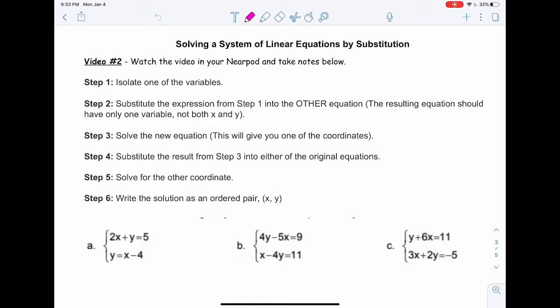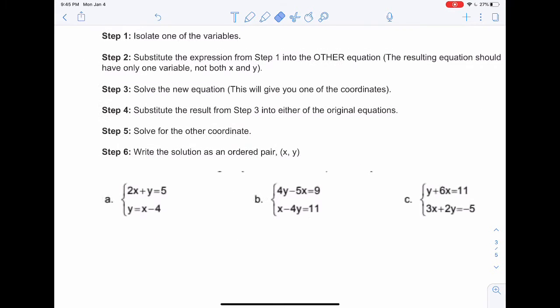Okay, let's start with the first question we have here. 2x plus y is equal to 5. y is equal to x minus 4. Our first step is isolate one of the variables, which is already done for the first question for us. We are going to write the first equation, but instead of writing y, we are going to plug in x minus 4.